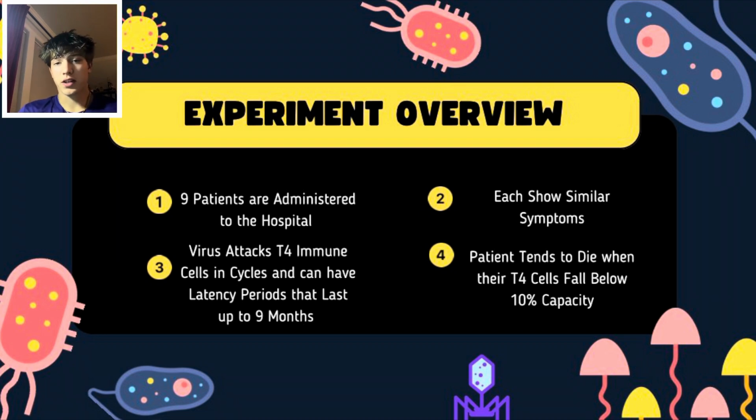And these occurred in different latency periods, or just different times when the virus would attack. And these patients tended to die when their T4 cells fell below 10% capacity, because their body was no longer able to fight off other things that were harmful to them.